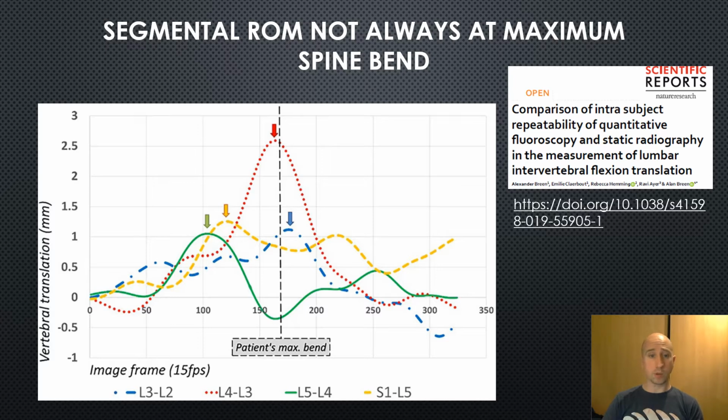Within this paper we also find that the minimal detectable change in the static radiographs is far higher than our controlled method. I believe there's probably some behavioral factors in there, but the ranges that you're measuring are very, very similar on average.